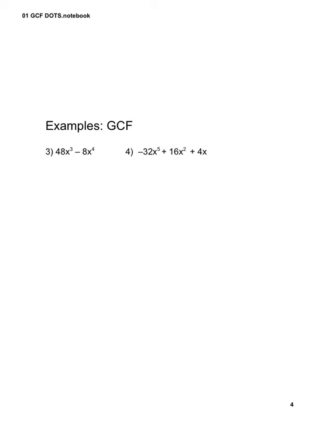Let's try a couple more. First thing, look at your numbers. I've got a 48 and an 8. The biggest number that goes into both of them is 8. If I look at my letters, I have 3 x's here. Here, I have 4. The most I can take from each one is 3 of them. If I divide the first term by 8x to the third, I'm left with 6. If I divide the second term by 8x to the third, I'm left with 1x. So I'm just going to write an x. That is how we factor.